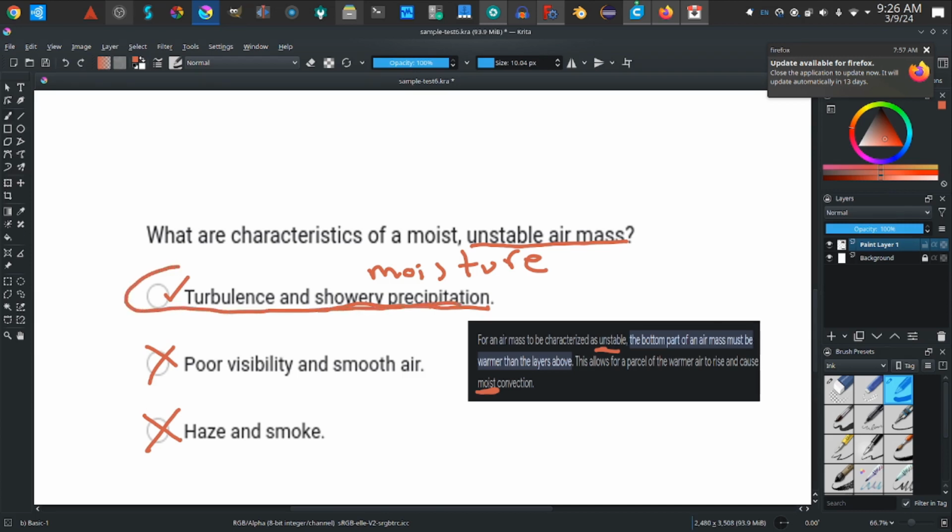So that's how, my good people. For the most part, you see I used common sense for the top part. I read the internet definition for the top one, but it was more vague. But the second one about unstable air mass, we had to read it, but the main word, as I said, was moisture, turbulence, and shower precipitation.